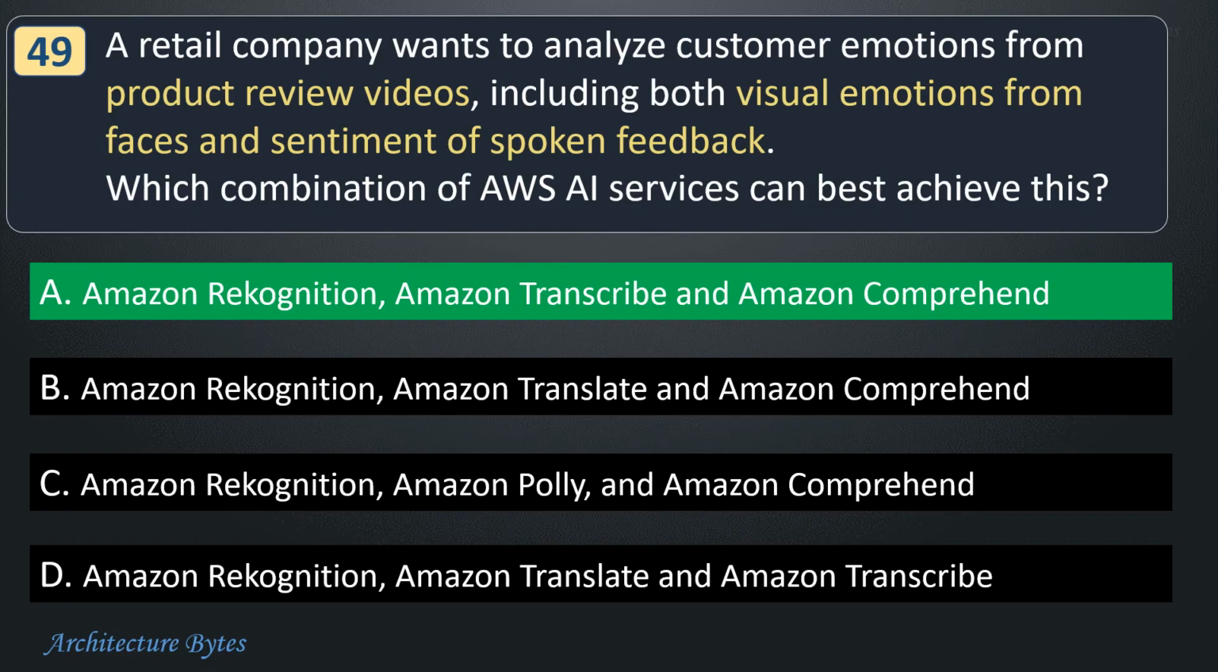Transcribe converts audio into text. Comprehend can analyze text for sentiment analysis. Translate automatically translates text between languages, and Polly converts text to lifelike speech. Therefore, in option A, Amazon Rekognition can be used to detect visual emotions, and Transcribe to convert audio into text, and Comprehend to find sentiment from that text.